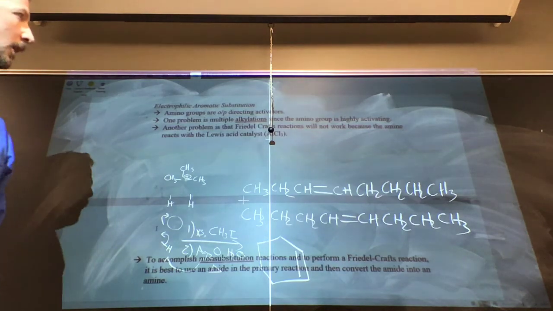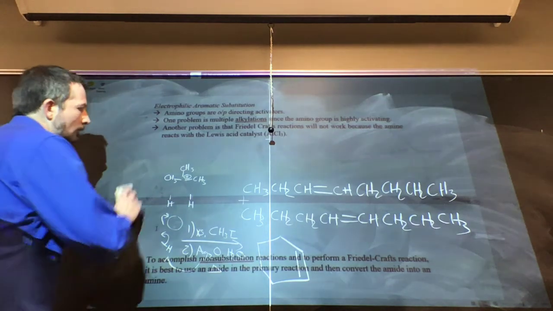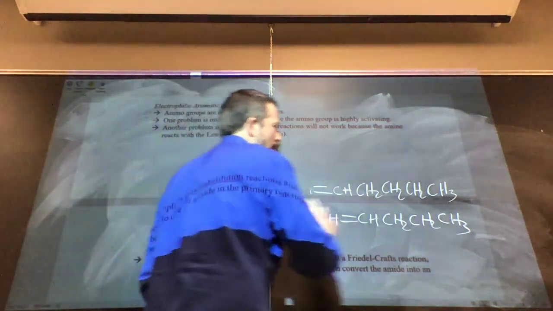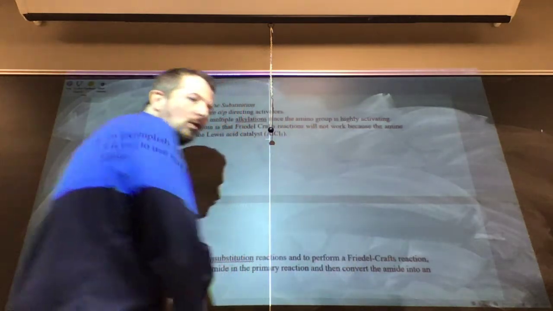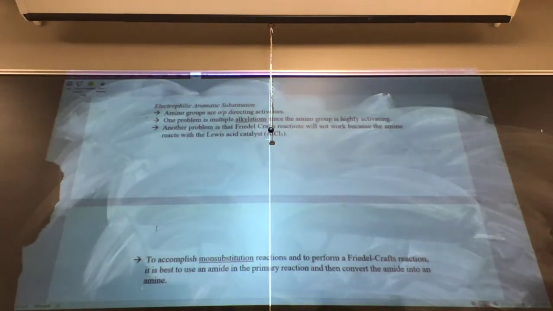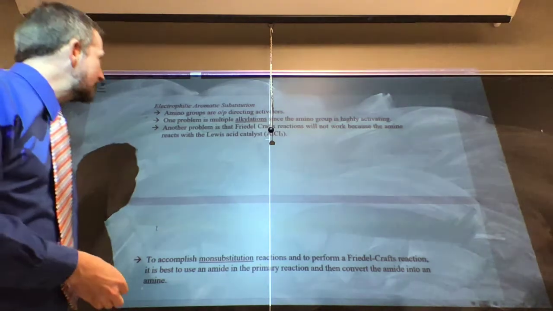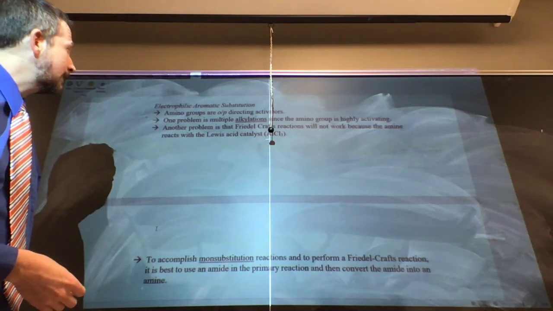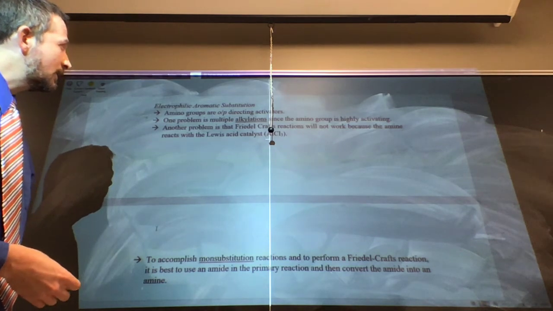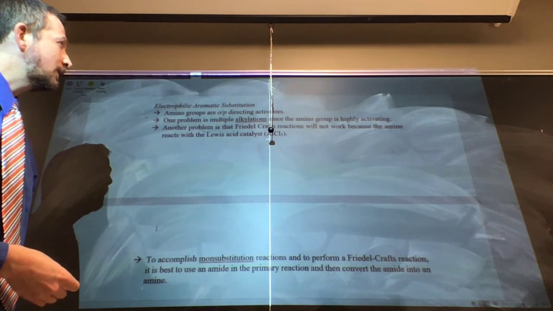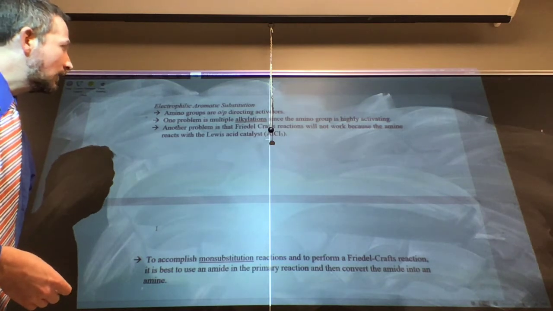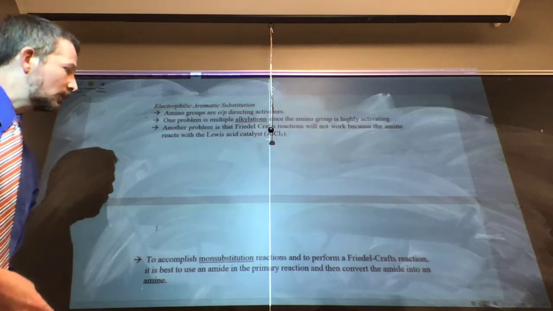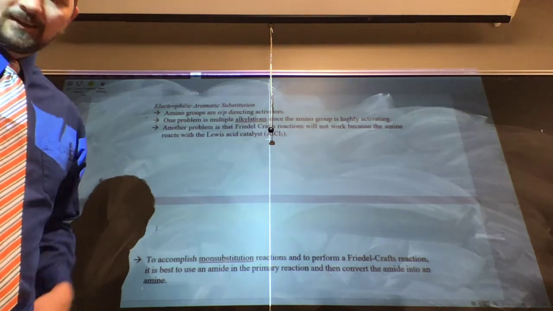Now let's look at electrophilic aromatic substitution. We covered these reactions at the very start of the semester when I looked at aromaticity. Amino groups are ortho-para-directing activators. One problem is multiple alkylation, since the amino group is highly activating. Another problem is that Friedel-Crafts reactions will not work, because the amine reacts with the Lewis acid catalyst.